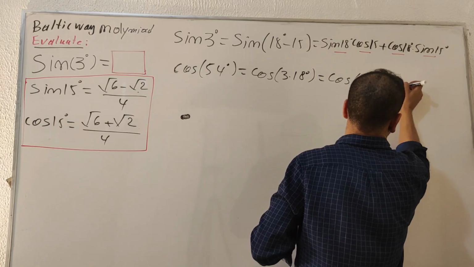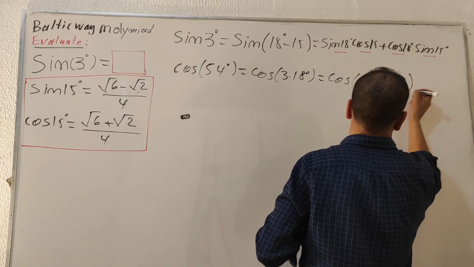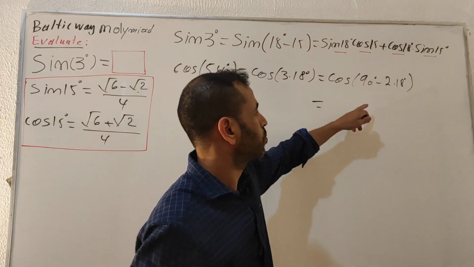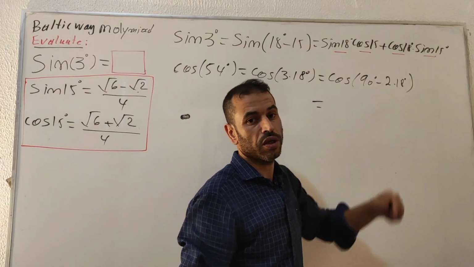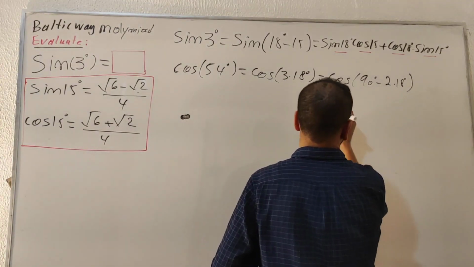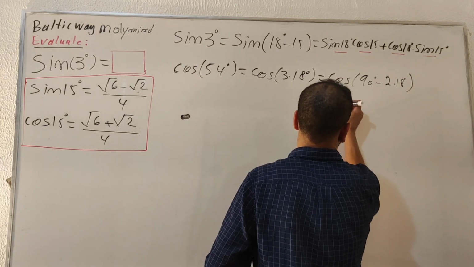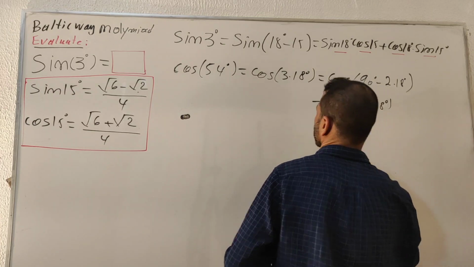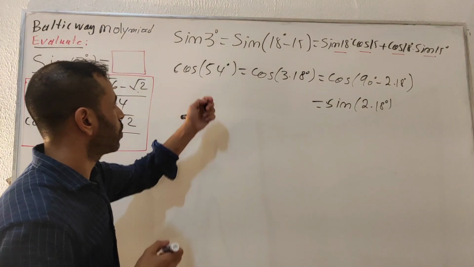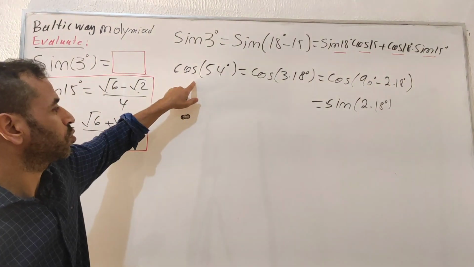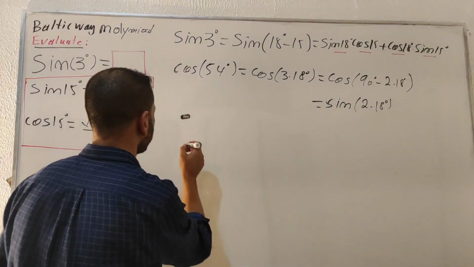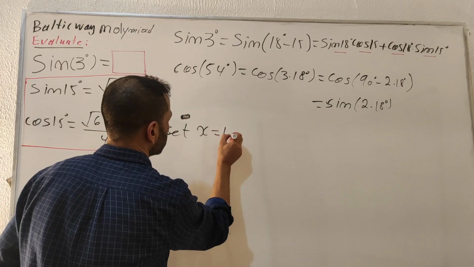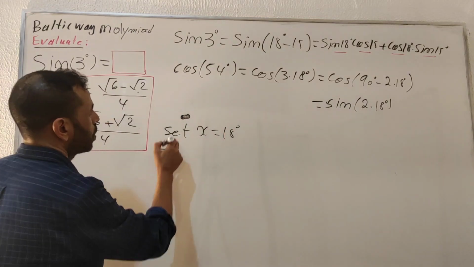2 is multiplied by 18. Okay? So we know this formula, cosine of 90 minus this angle is giving us sine of this angle, which is sine of 2 multiplied by 18, which is 36 degrees. So since we found this nice relationship between this cosine and sine, let's set x equals 18 degrees.